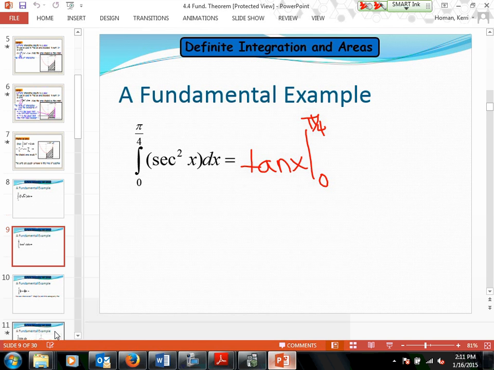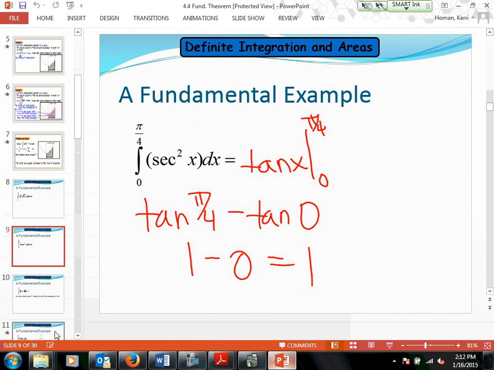All right. So then we plug in our upper limit first. Tangent of pi over 4 minus the tangent of 0. What is the tangent of pi over 4? Unit circle thing. 1. Minus the tangent of 0. 0. Hey, we get it, right?